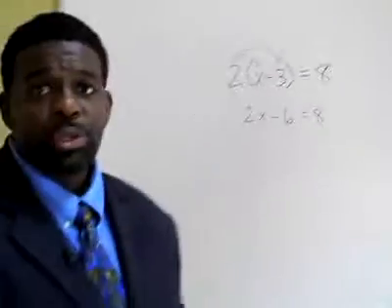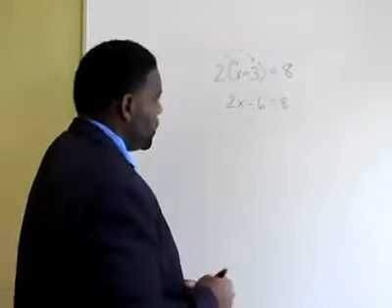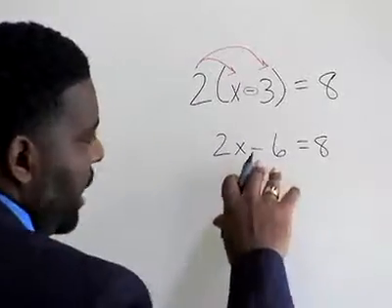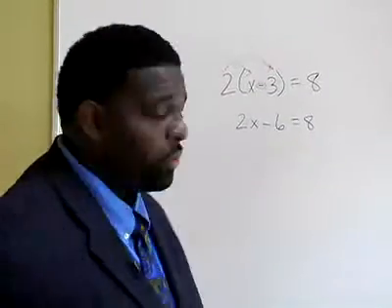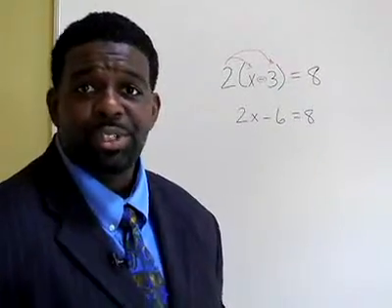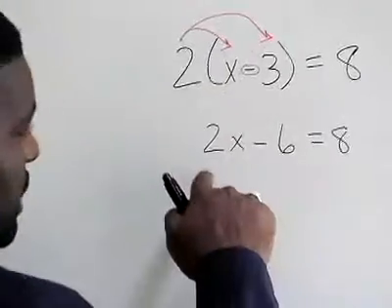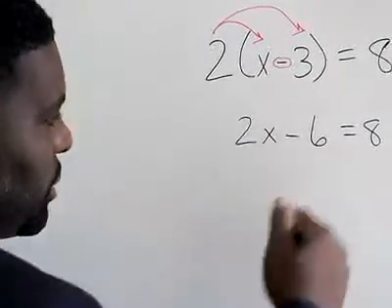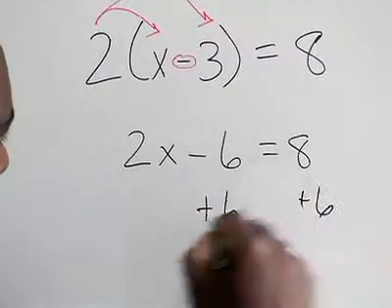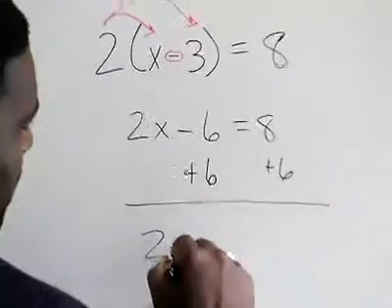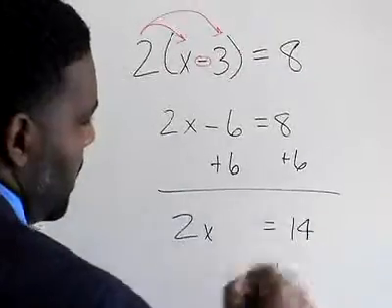So now I'm back to doing my two-step equations. And when I do that, I simply have this minus 6. Our goal is to always isolate the variable, but if we can't isolate the variable, we isolate the term with the variable in it. So in this case, we want to isolate this 2x. So I see this minus 6. So I need to add 6 to both sides. When I do that, I get 2x is equal to 14.